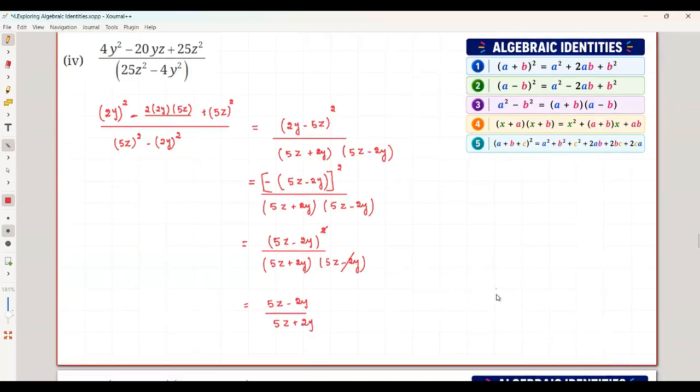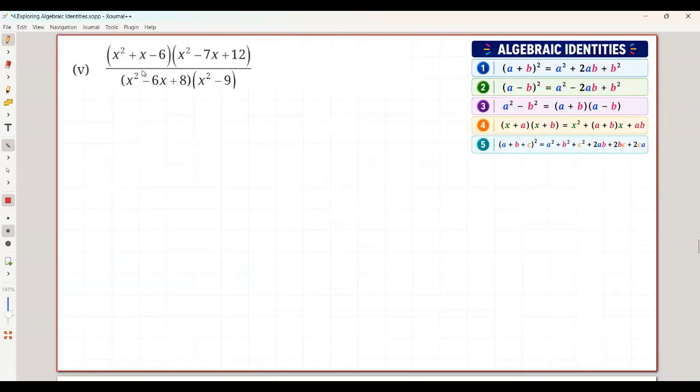The fifth one: x square plus x minus 6 over x square minus 7x plus 12. So this is the expanded form of one expression, and this also is given in expanded form. For both, I have to identify the factors, then we have to cancel them.